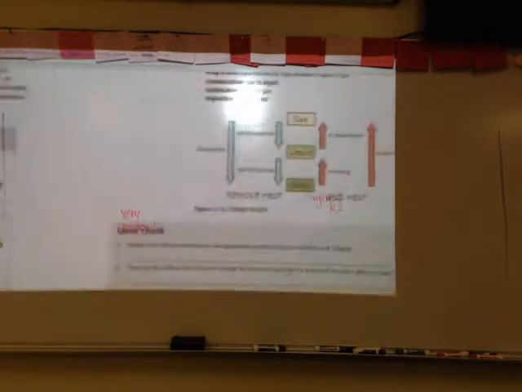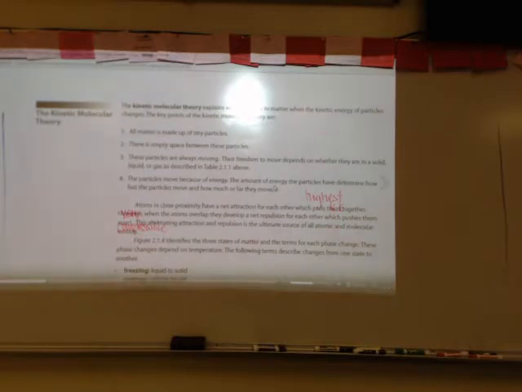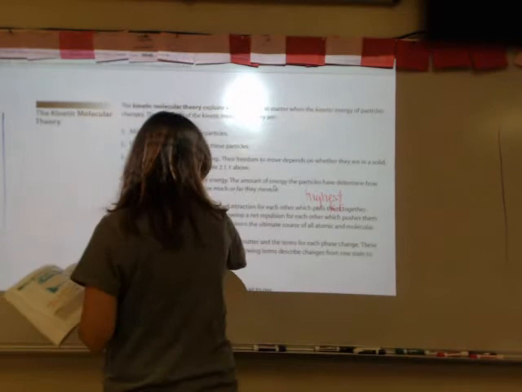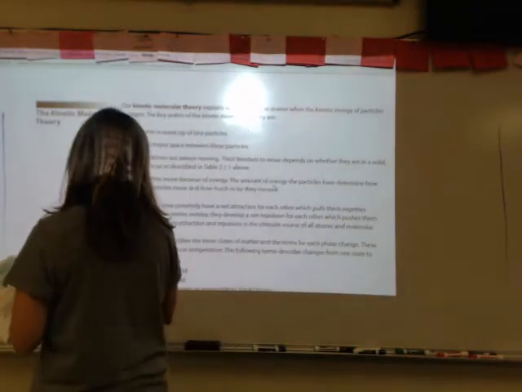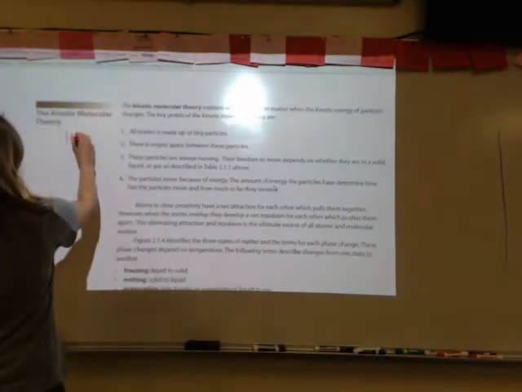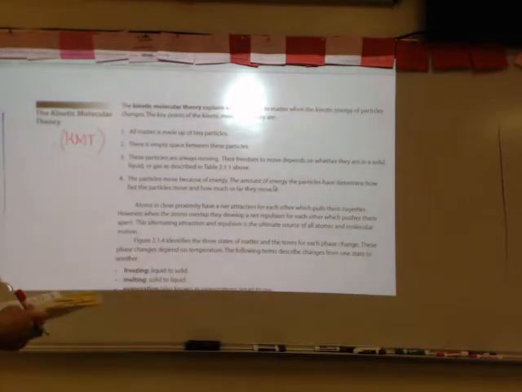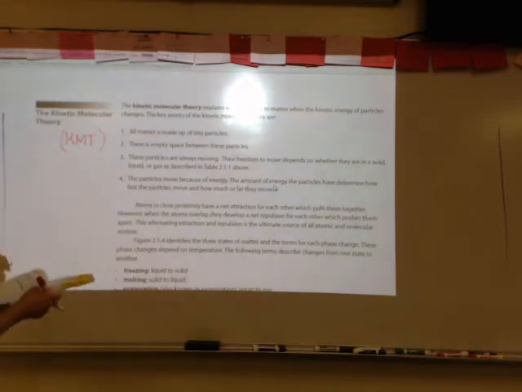Let's go on to the next page. Let's talk about the kinetic molecular theory. The kinetic molecular theory is abbreviated KMT. You will often see that in questions and on tests and online. And this explains what happens to matter when the kinetic energy of particles changes. There are a few key points that you should know.